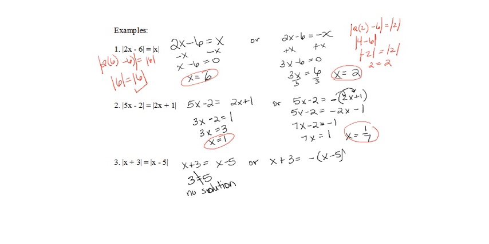On the right side, I'm going to get x plus 3 equal to negative x plus 5.